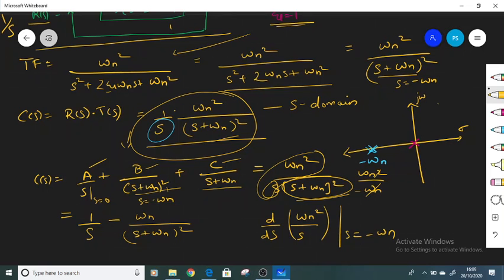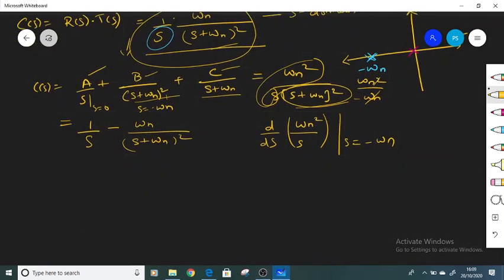When you do it, omega n square is a constant, so we can take this out. The differentiation of 1 by s will be minus 1 by s square. Keep the value of s as equal to minus omega n. Hence this C value is going to come as minus omega n square divided by omega n square. So the value of C will come out to be equal to minus 1. Hence we can write C as minus 1 divided by (s plus omega n).